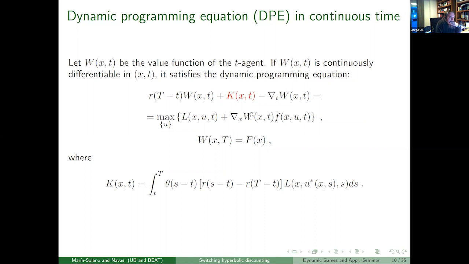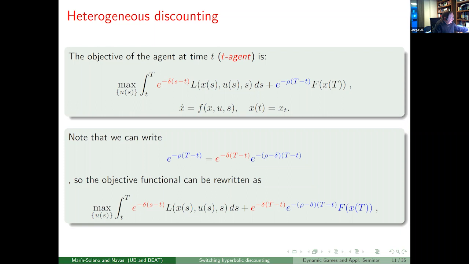Okay. The other setting that we analyzed in the paper was what we call heterogeneous discounting. Here, we apply standard discounting. You can see that here we have the exponential of minus delta times s minus t. But the characteristic of this setting is that the instantaneous rate of time preference that we apply for instantaneous payments and for the final function is different. And the motivation, well, is the following.